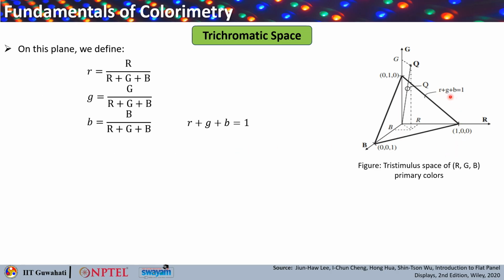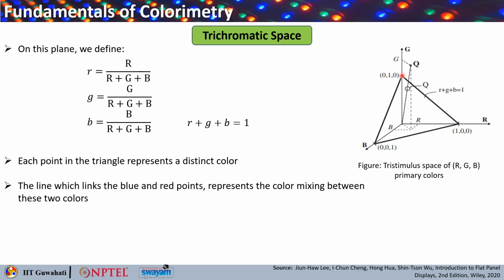Now, coming to these small values, what are these small values? We are basically normalizing them. So, on this plane we get small r, which is capital R divided by capital R plus capital G plus capital B. Similarly, small g will be capital G divided by the sum of RGB, and small b will be B divided by the sum of RGB. All these small quantities, small r plus small g plus small b, will be equal to 1.